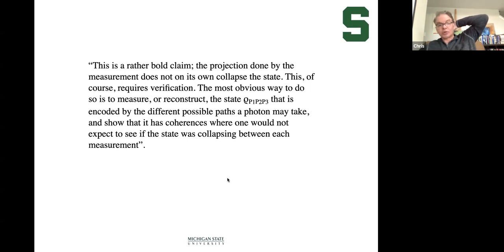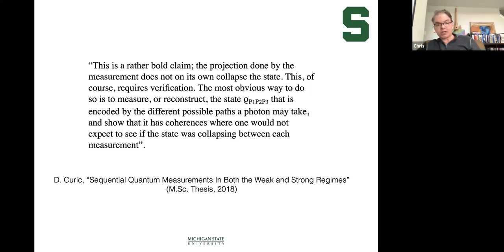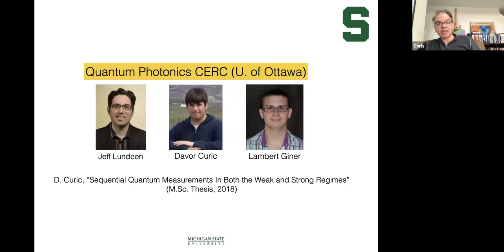The most obvious way to do this is to measure or reconstruct this density matrix of these three measurement devices that is encoded by different possible paths a photon may take, and show that it has coherences where one would not expect to see if the state was collapsing between each measurement." So that's his thesis. We're going to see some results from his thesis now. So this was done in the quantum photonics lab of Jeff Lundin at the University of Ottawa.